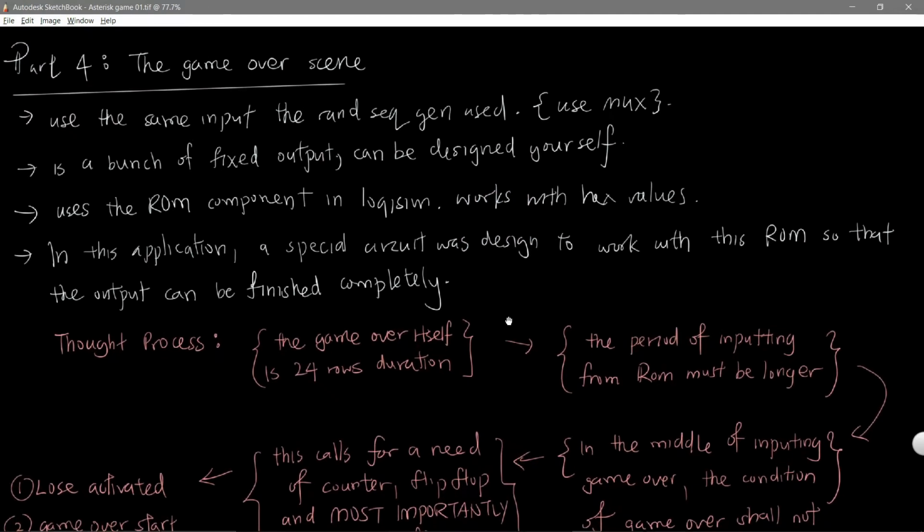And yes, part 4 is here, the game over scene. This is the same input. I've said it a lot of times now. It's a bunch of fixed output, can be designed yourself. Use the ROM component in Logisim, works with hex values. Take note, we work with hex values now. In this application, a special circuit was designed to work with this ROM so that the output can be finished completely. And this is what I was trying to say earlier. We need to design a specialized circuit.